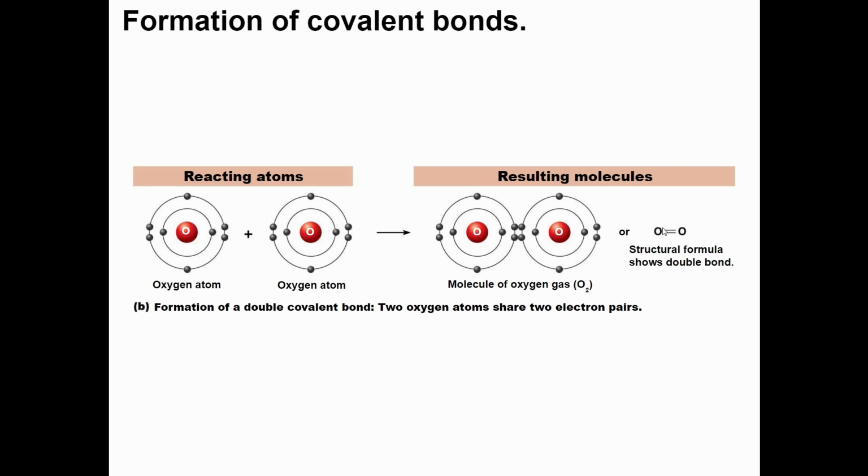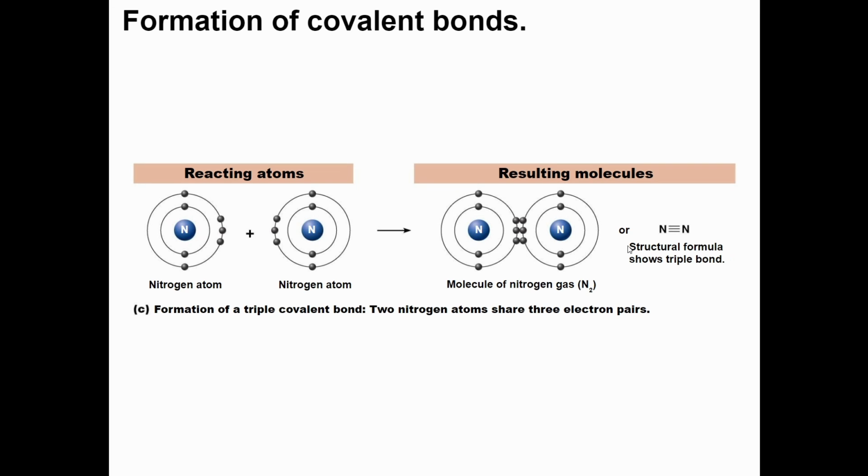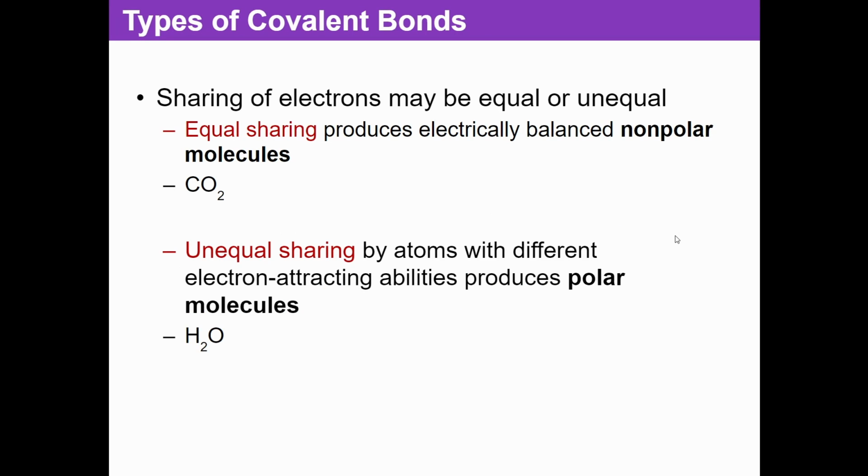Here we'll see double bonds. So we have 4 electrons making up 2 pairs being shared between oxygen atoms. Here we have 6 electrons, or 3 pairs, being shared between nitrogen atoms, represented by 3 lines. And in all of these examples of the formation of covalent bonds, they're sharing in order to satisfy the octet rule, or to get 8 electrons in their outermost energy level, or valence shell.